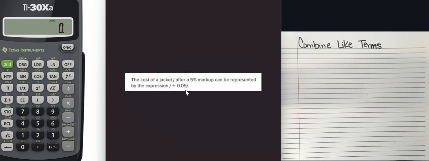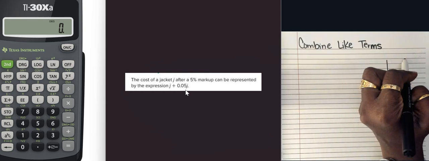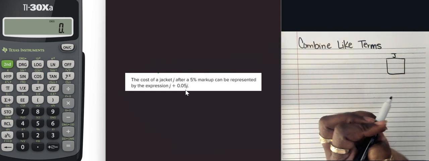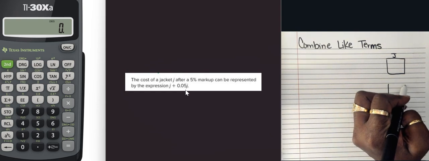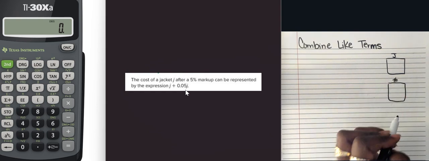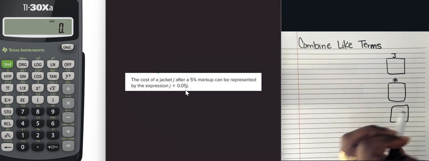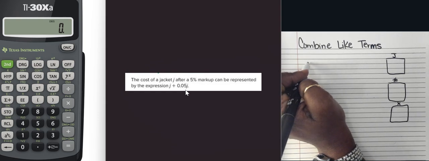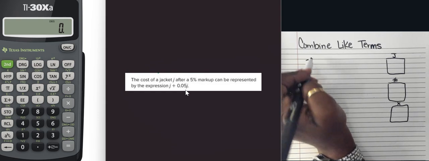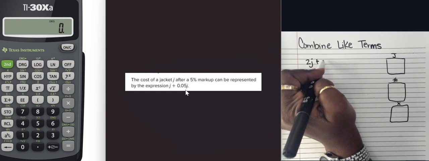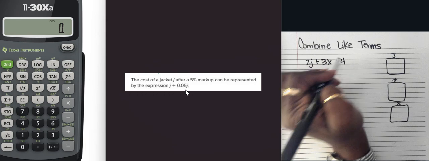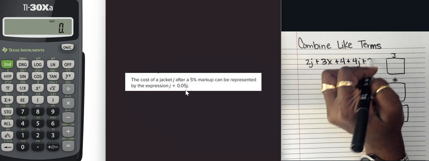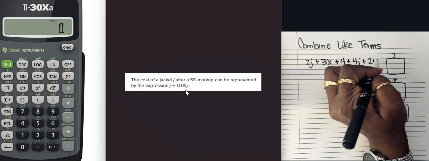Another way to look at it is to think about a bin. You may have different types of bins. This one we'll call our J bin, and we're going to use our variables to determine what type of bins we have. So let's say we had one that just had numbers, and then let's say we added some other value. I'm going to call this X, and I'm just going to write a simple expression: 2J plus 3X plus 4 plus 4J plus 2 plus 5X.